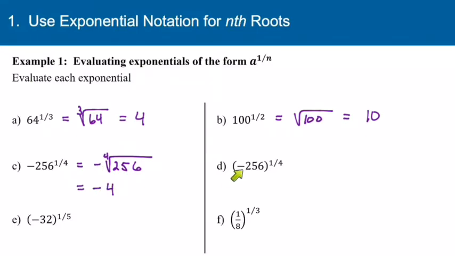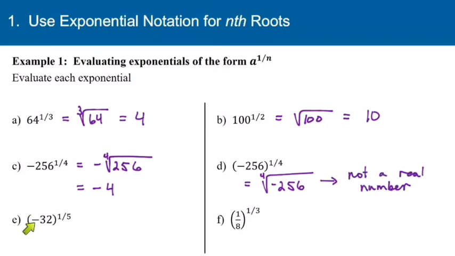Here in part D, we do have the base in parentheses. So the negative is included in what this exponent is affecting. So we're going to have to write the fourth root of negative 256. Now we know that any number raised to the fourth power will give a positive result. So it's not possible to find a real number whose fourth root is negative 256. So we're going to say that the fourth root of negative 256 is not real.